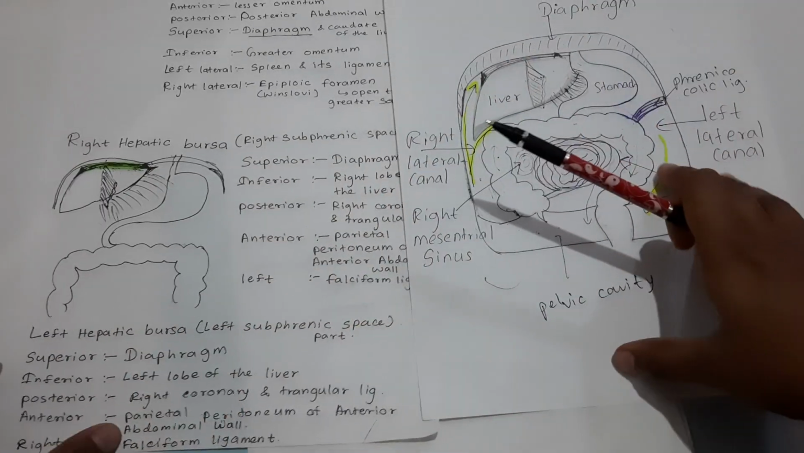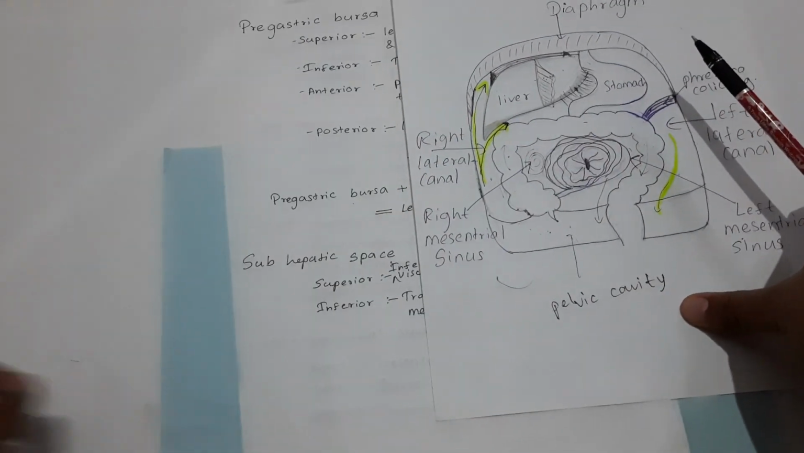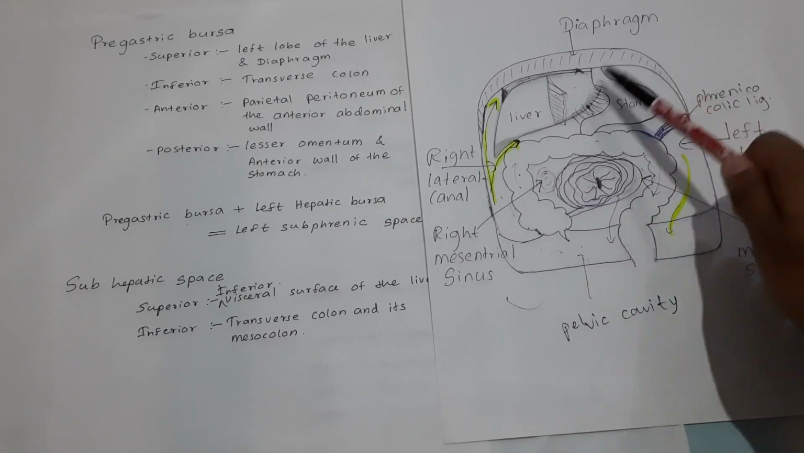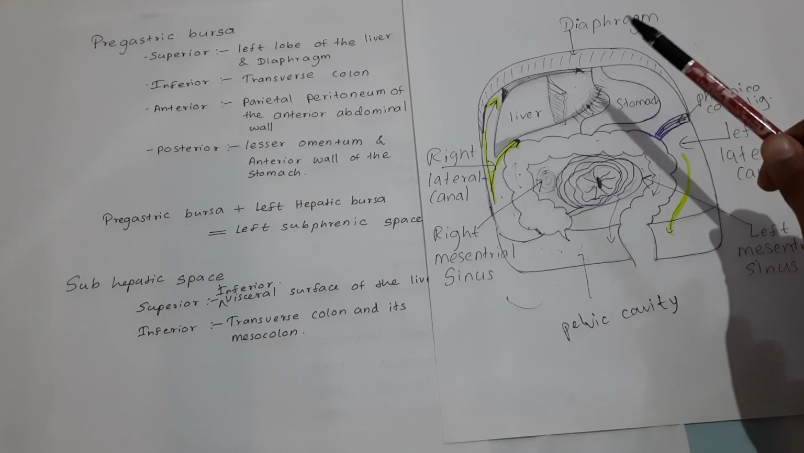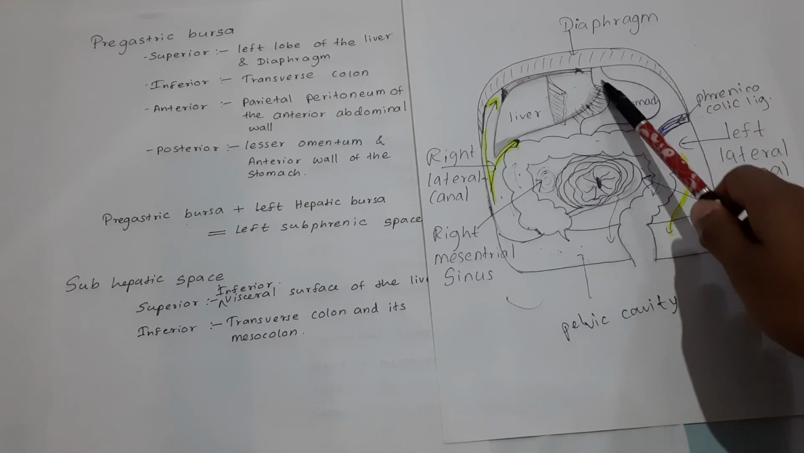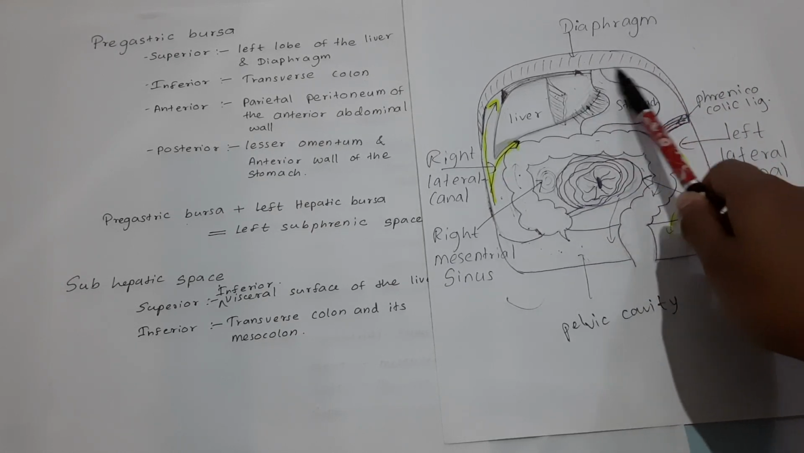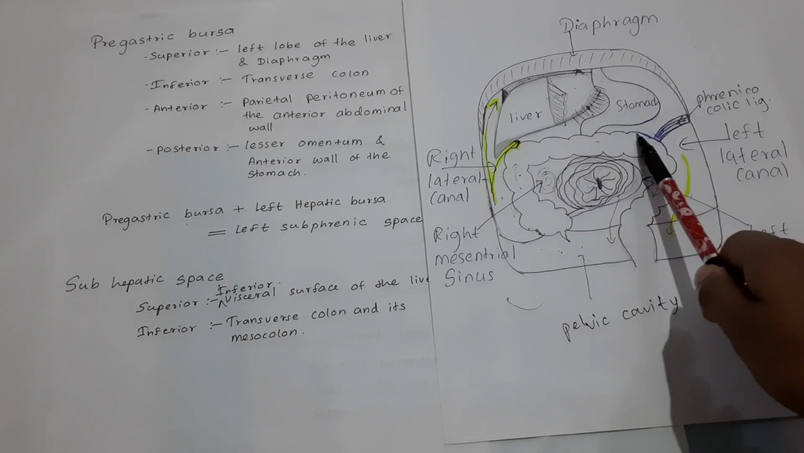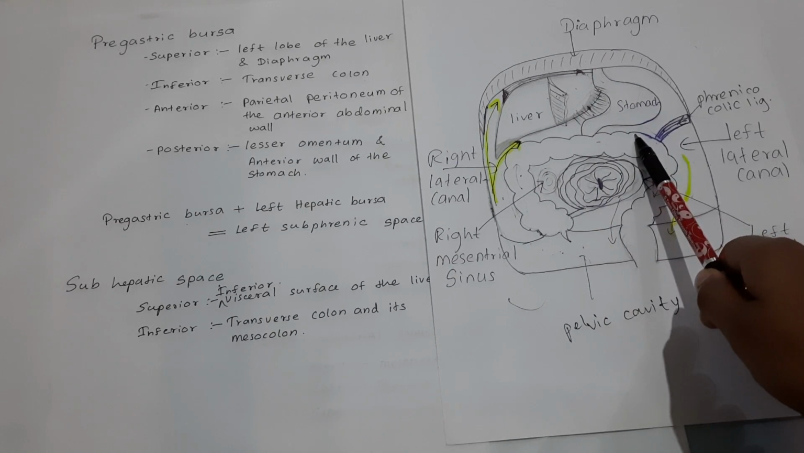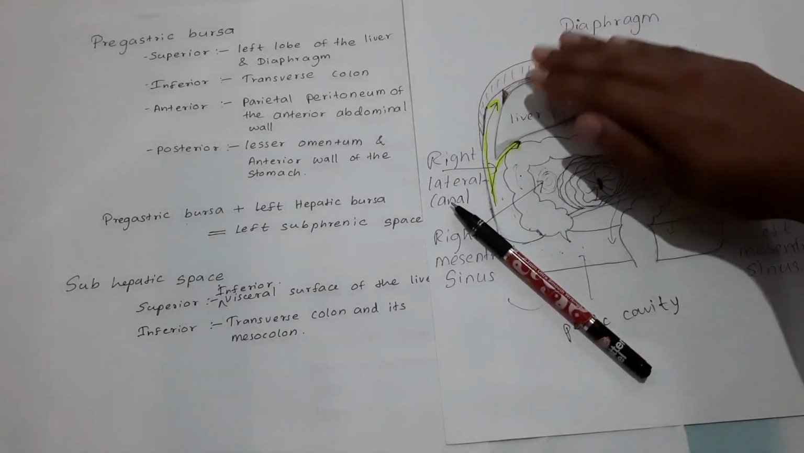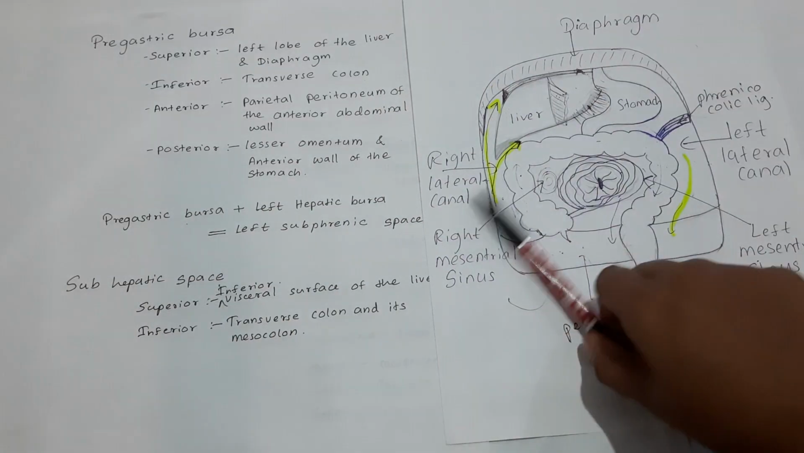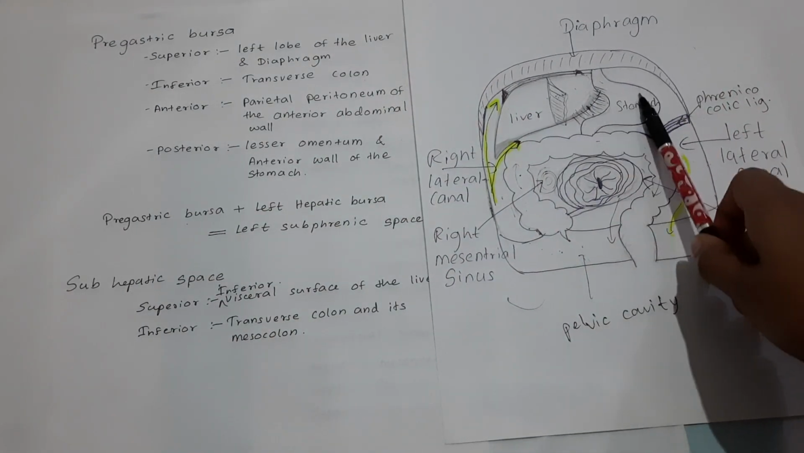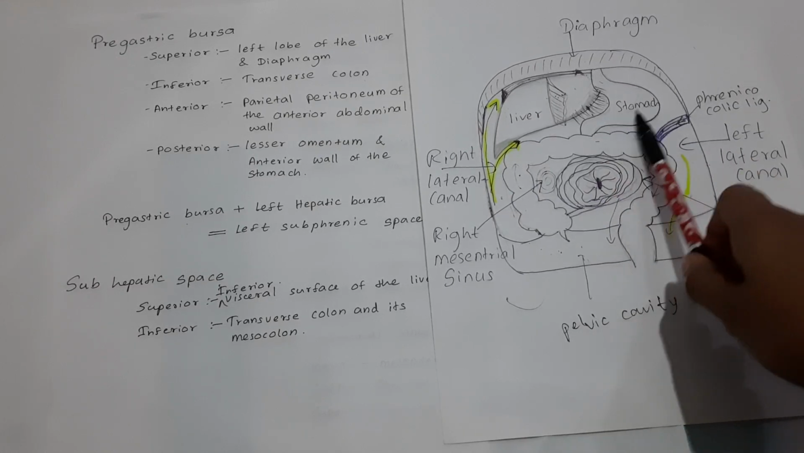Okay, and then next we will talk about the pregastric bursa. What does pregastric bursa mean? It's here. Superiorly it's the left lobe of the liver and the diaphragm. Inferiorly it's the transverse colon, anteriorly the parietal peritoneum of the anterior abdominal wall, right? Then posteriorly, the lesser omentum and the anterior wall of the stomach.